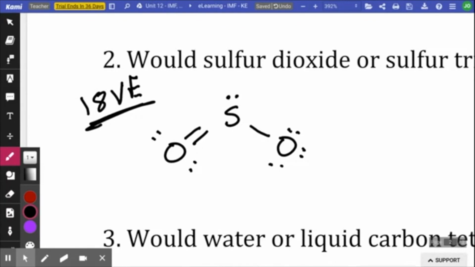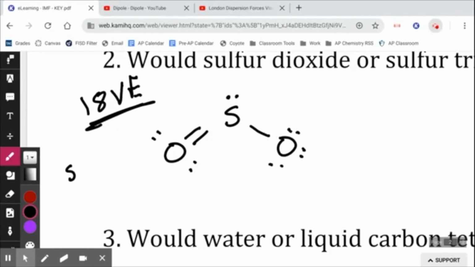Next, we would check our differences in electronegativity. So sulfur has an electronegativity of 2.5, and oxygen has an electronegativity of 3.5. So our difference is 1.0. So there is going to be that difference in electronegativity, making it a polar covalent bond.